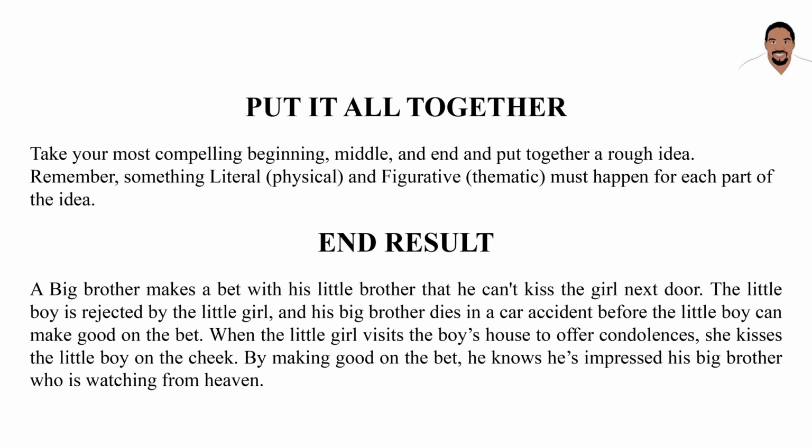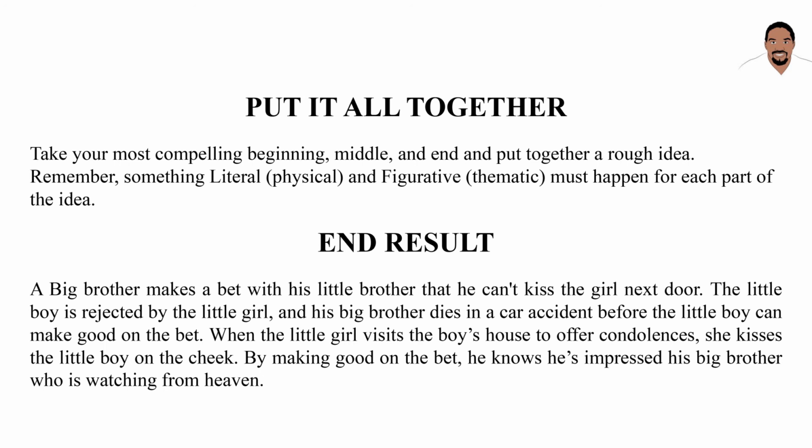Let's try again. A big brother makes a bet with his little brother that he can't kiss the girl next door. The little boy is rejected by the little girl after attempting. Meanwhile, his big brother dies in a car accident before the little boy can make good on the bet. When the little girl visits the boy's house to offer condolences, she kisses the little boy on the cheek. By making good on the bet, the little boy knows he's impressed his big brother who is watching from heaven. Hmm. So we have something there.